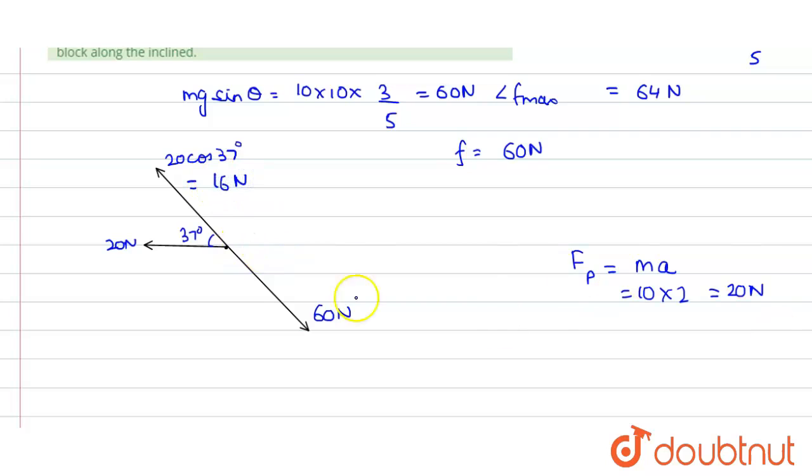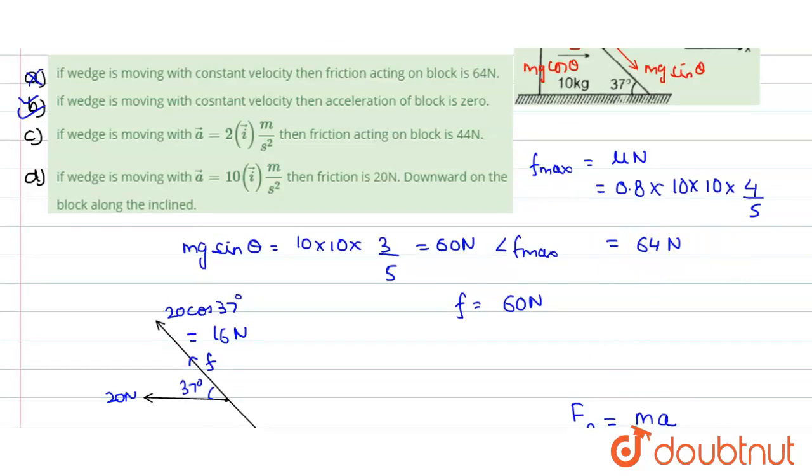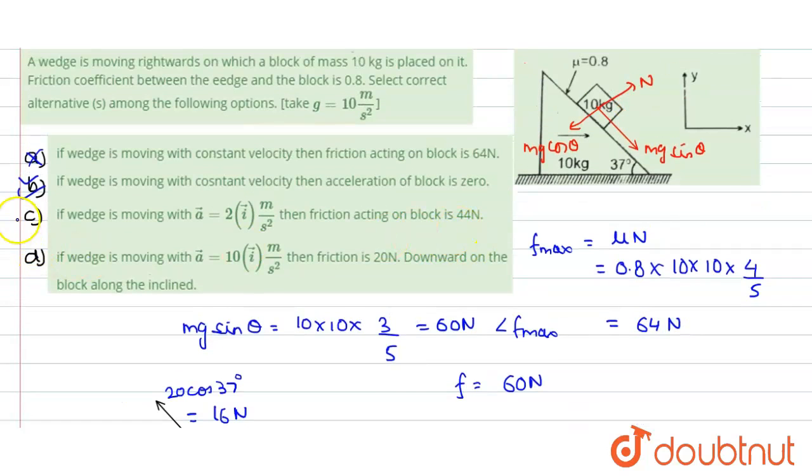Now if we balance this, because this force is greater, the friction force would try to oppose this force, so it would be acting in the upward direction. So we can say that 60 equals F plus 16. From this expression, we get the friction force value equal to 44 Newton. And this is less than the maximum value, so this would be the correct part. So C is the correct option.